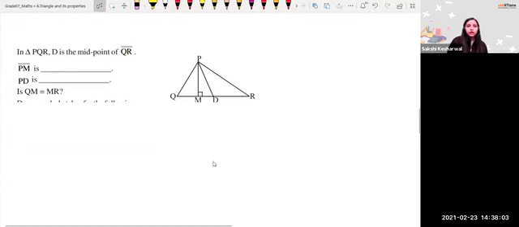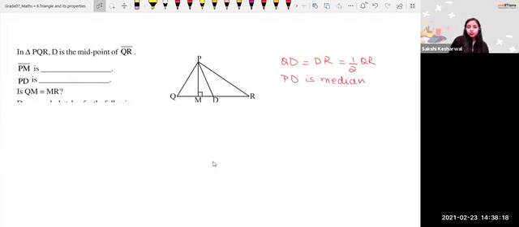Now just see this. This is again a question. In triangle PQR, D is the midpoint. D is the midpoint means QD equals DR, half of QR. Can I say that PD is a median? Yes, if it joins the midpoint. And PM is just going to drop at 90 degrees, so PM is an altitude, and PD is a median, right?